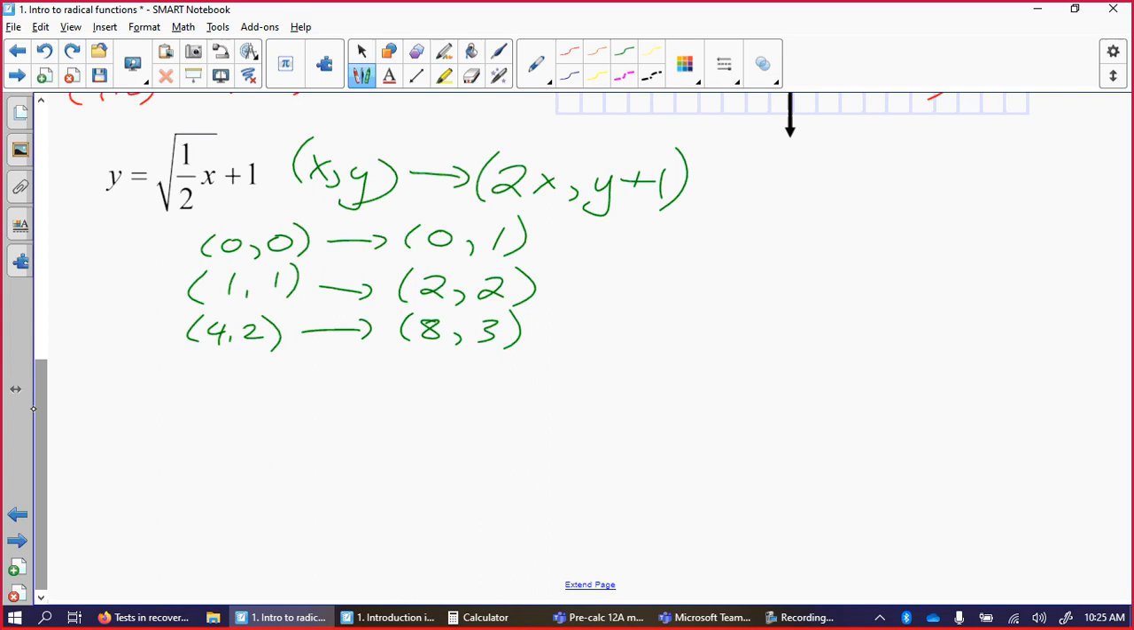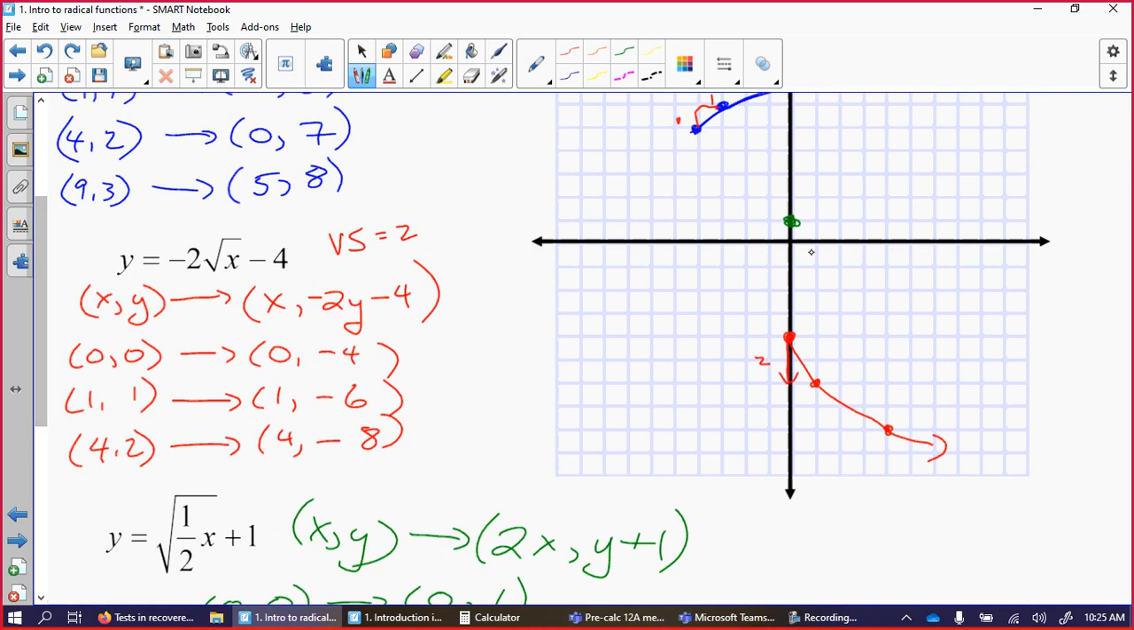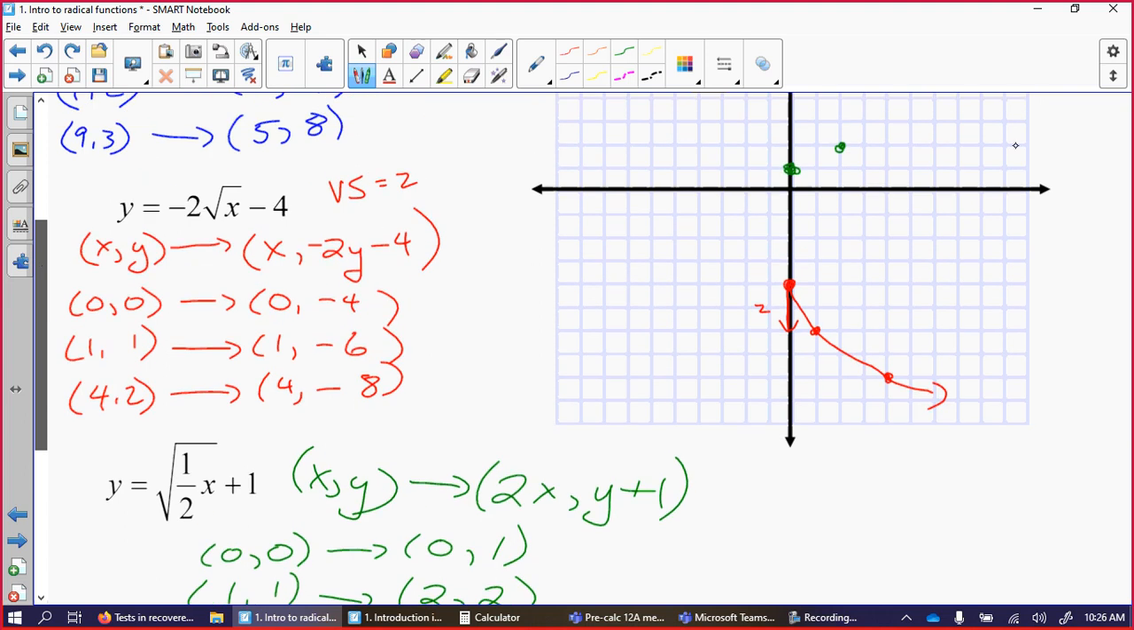And 3. So now we have 0 and 1. That's 0 and 0. 0 and 1. 2 and 2. So that horizontal distance between the first 2 points is now 2, and then 8 and 3. So this one has gone up 1, but now it's elongated by a factor of 2. So same idea as what we've done before.